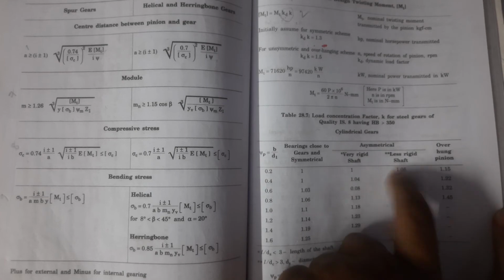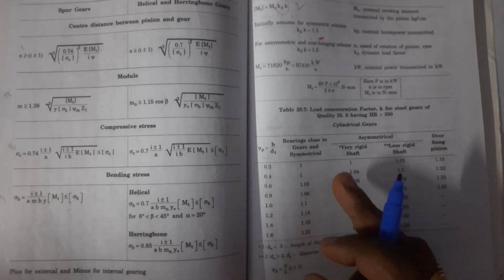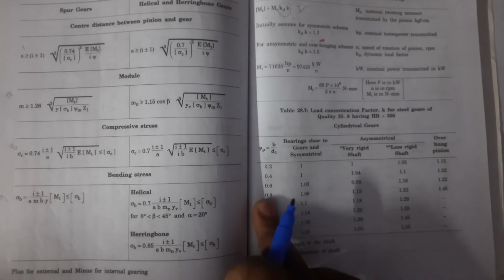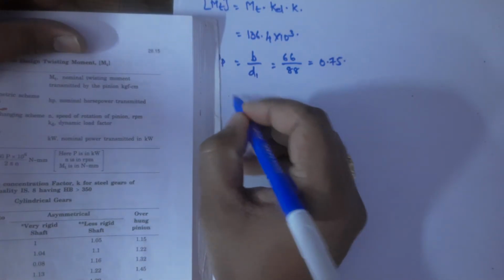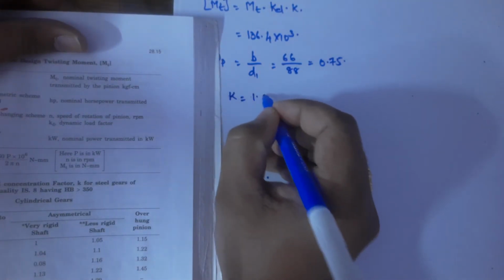So we'll be taking bearings, gears and symmetrical section. We don't go for unsymmetrical section here, because unsymmetrical section means we'll be going for bevel gears and all. So those we won't take. Only symmetrical gears, that is helical and spur gears, we have to take the values from here only. So I have got an answer of 0.75, so obviously I will be taking the value like this. I will be taking 1.05, so the K value is 1.05.